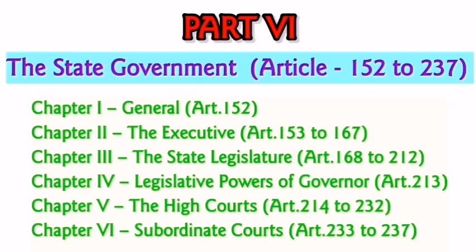Part 6 is about the state government, and Articles 152 to 237 come under Part 6. It is further divided into 6 chapters. Chapter 1 is general, Chapter 2 is executive, Chapter 3 is the state legislature, Chapter 4 is executive powers of the Governor, Chapter 5 is the High Courts, and Chapter 6 is the subordinate courts.